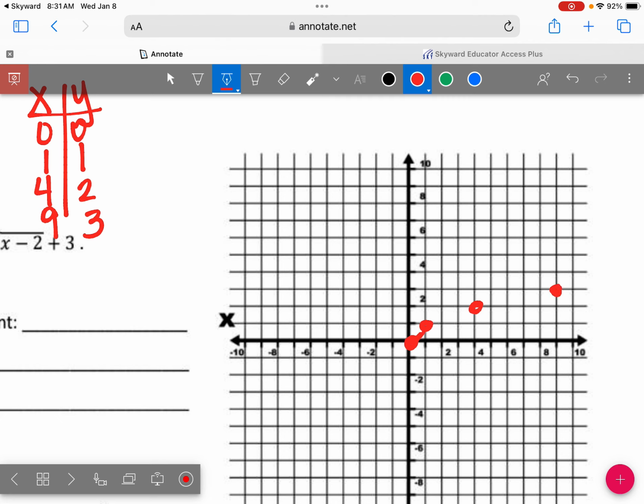And this graph only has one arrow. So it has a point and an arrow. That is your parent function. So whenever we talk about it stretching, compressing, moving left, moving right, we're always comparing it to this. This is what we call the mama graph. This is the mama. Everything is compared to this.